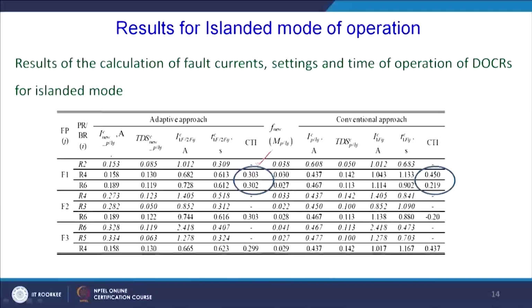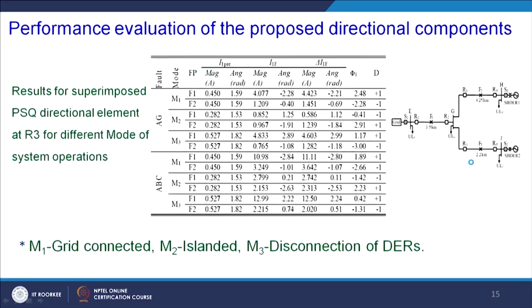This is another result, for the islanded mode of operation, where the proposed approach operates properly and the conventional approach fails. And this is the result for the directional unit. You can see here for different faults and different modes of operation: M1 grid connected mode, M2 islanded mode, M3 disconnection of DRs. So for different modes and different faults, this AG means phase A to ground fault, this is a 3-phase fault, the corresponding directional unit operates perfectly.